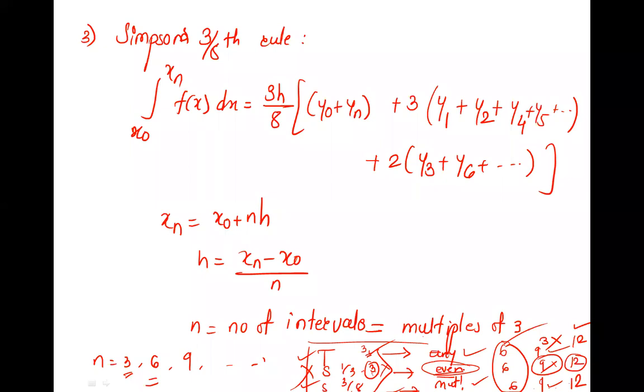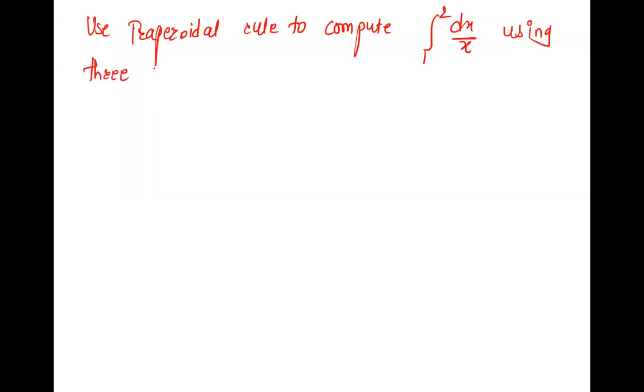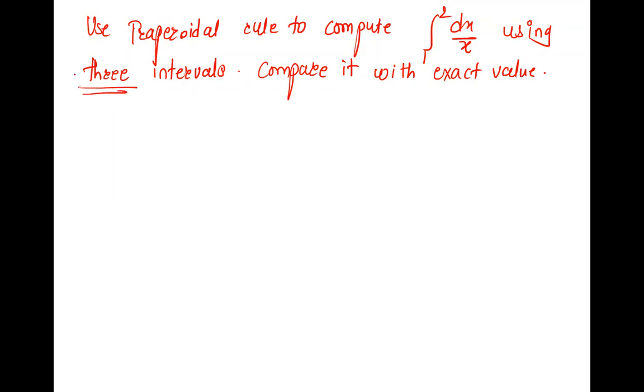Chalo, so we'll take the next question. Use trapezoidal rule to compute integration 1 to 2 dx upon x using 3 intervals. Using 3 intervals. What is this? 3 intervals means? What is this value? Number of intervals 3 means which value is given to you?